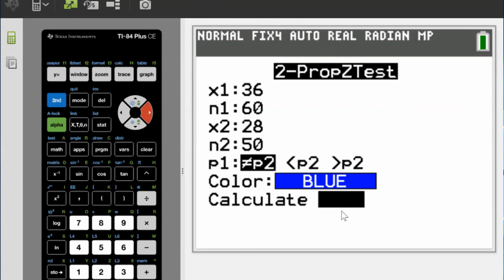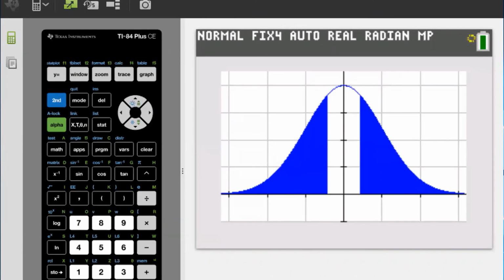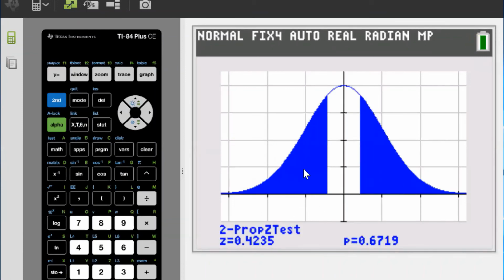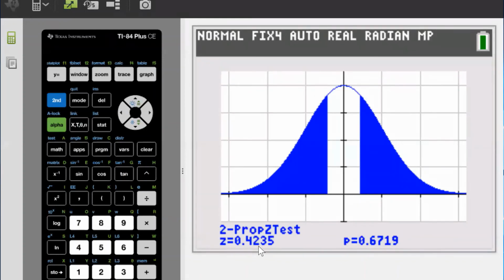Let me show you the drawing first, how the graph will look. Let me draw that. Okay, just wait there. See, that is the graph. And when you draw the graph, you can see the z value and also the p value. So your p value, you can copy that in your notes. You can see that your p value is 0.6719. That's your p value directly. And the z value is 0.4235.